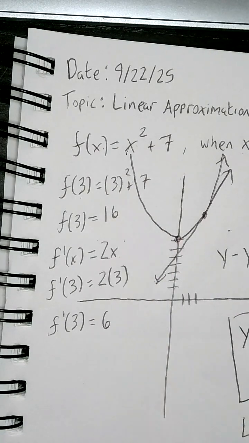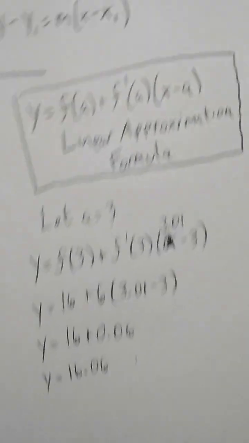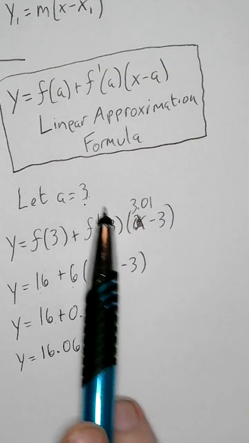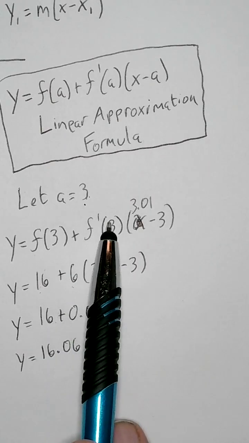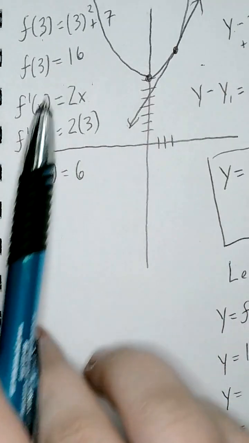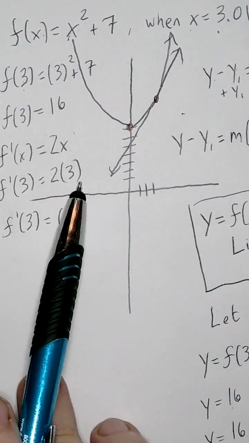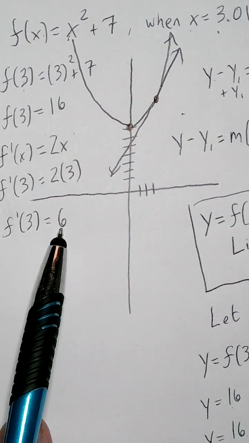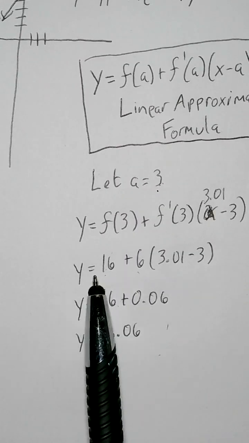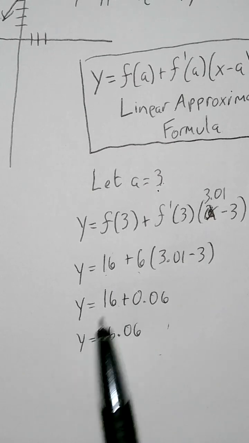So this went over here. Then I needed to find the derivative of f at 3, so I took the derivative. That's what this is. I plugged in 3, and that gave me 6. That is where the 6 came from. From here, I just used order of operations to simplify, which gave me 16.06.